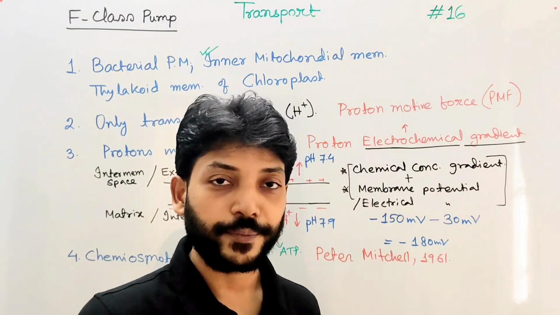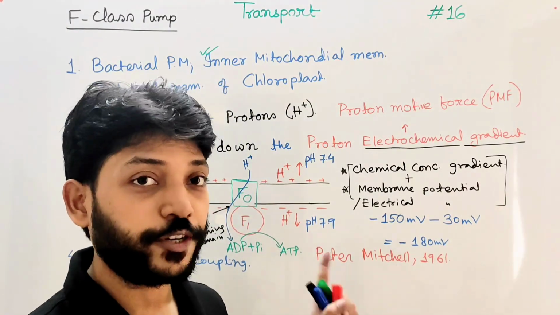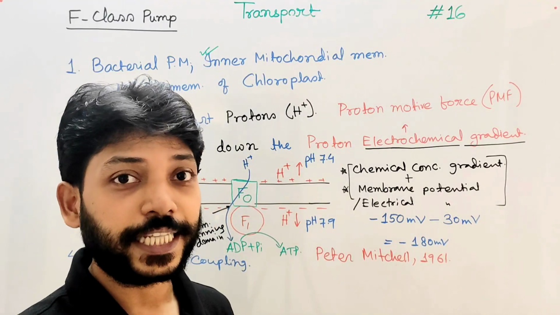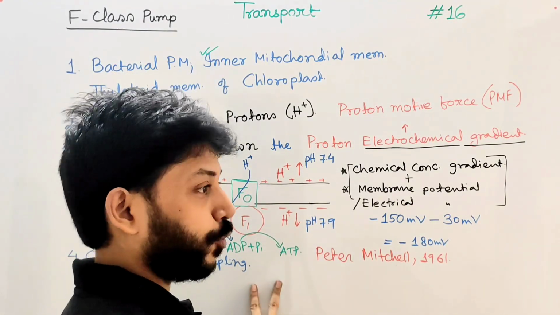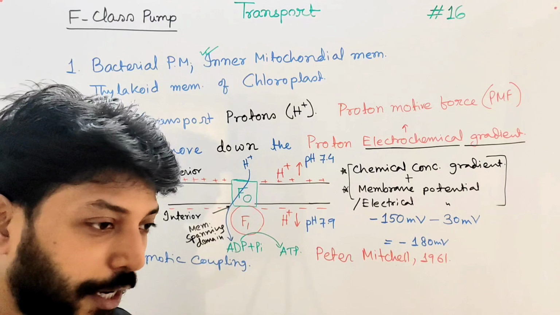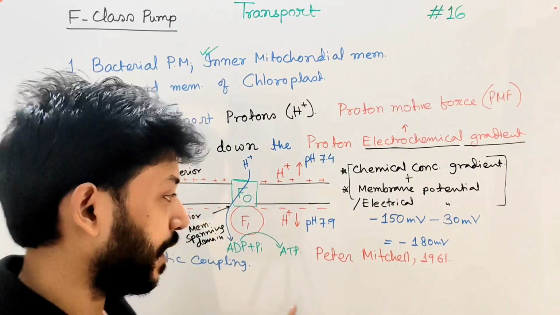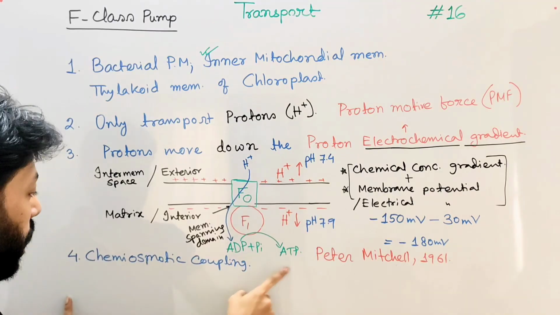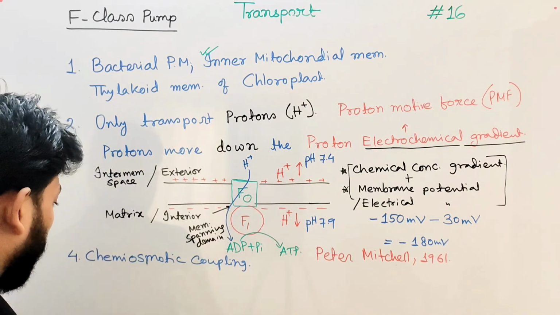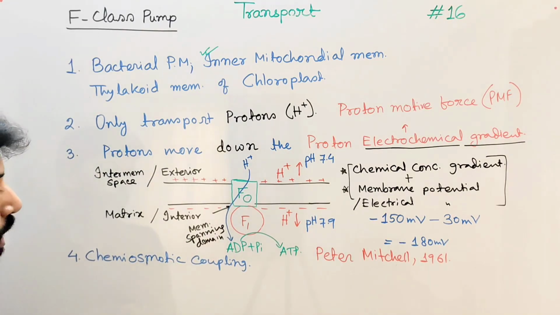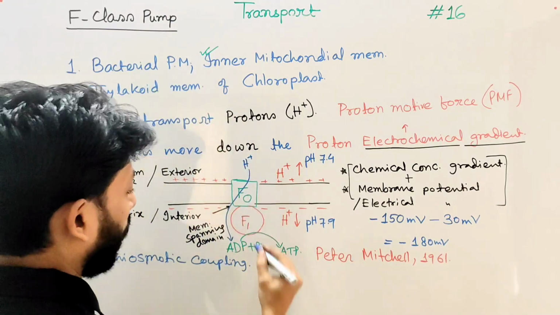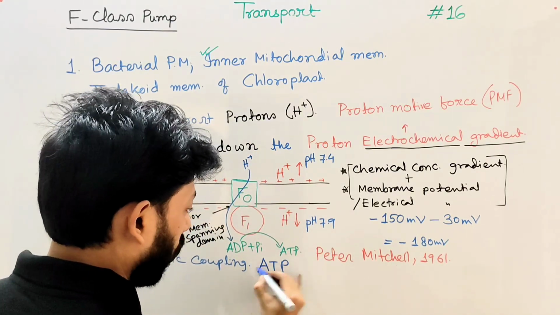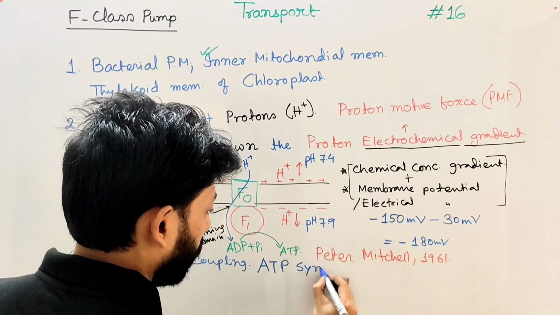During that time virtually all researchers rejected his proposal, but despite all their efforts they failed to disprove this hypothesis, and ultimately it was found that Peter Mitchell was correct, and this proton motive force helps in the generation of ATP. So chemiosmotic coupling means this F-class pump can synthesize ATP. That's why this pump is also called ATP synthase.